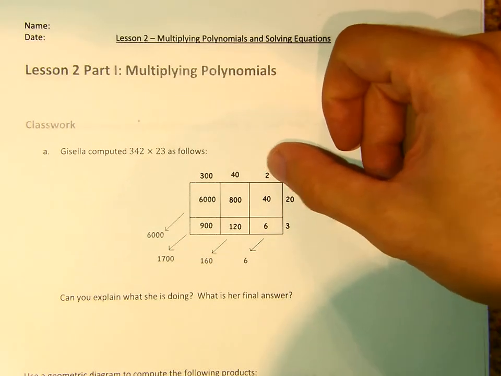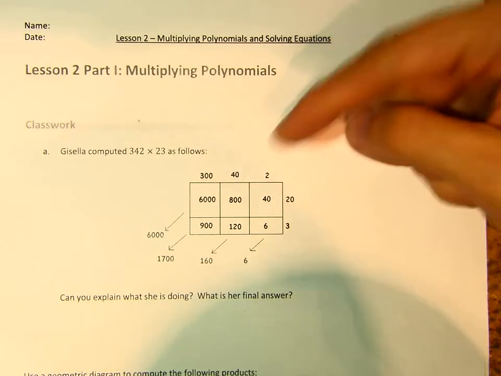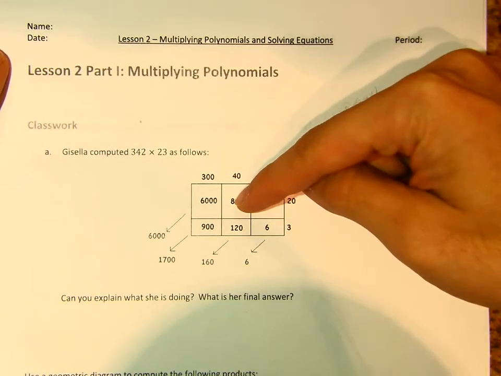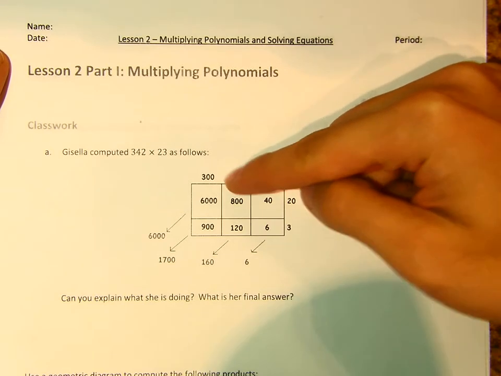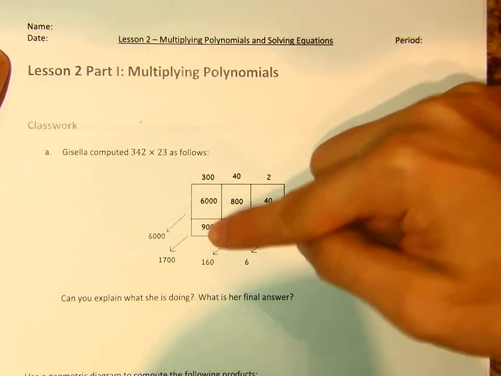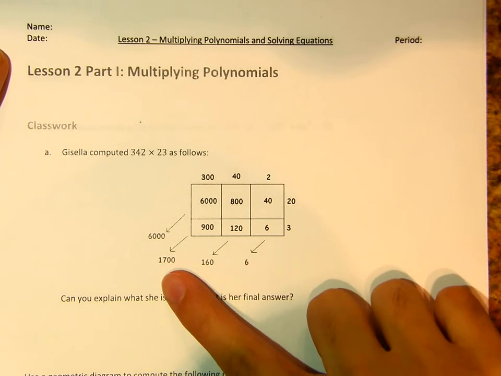What's the relationship with this 2 into 20? 2 times 20 is 40. 40 times 20 is 800. 300 times 20 is 6,000. 2 times 3 is 6. 40 times 3 is 120. 300 times 3 is 900. And then what did she do with all these values?